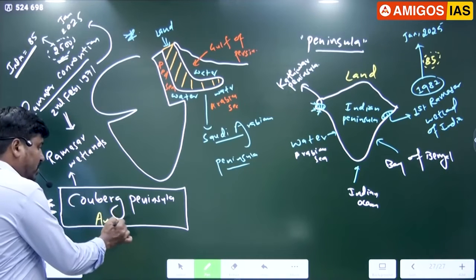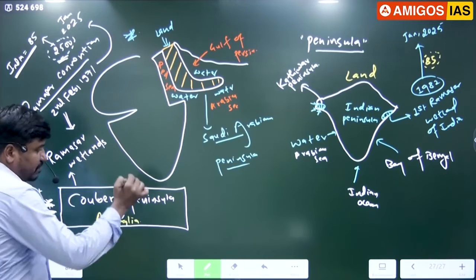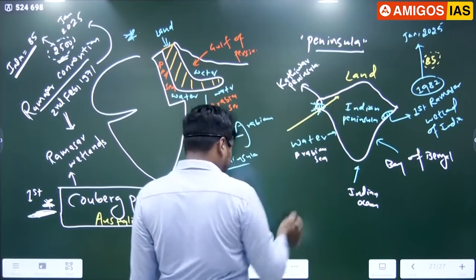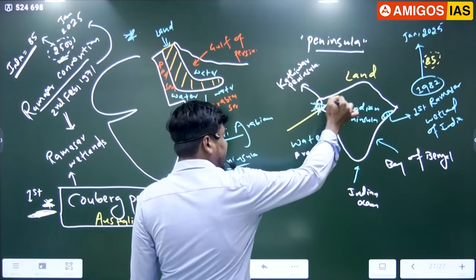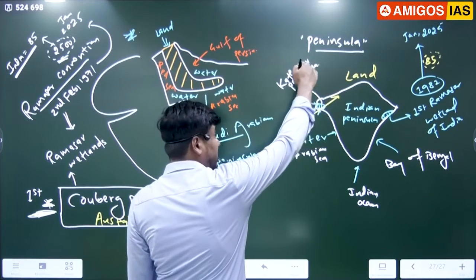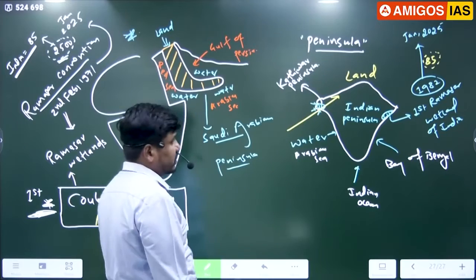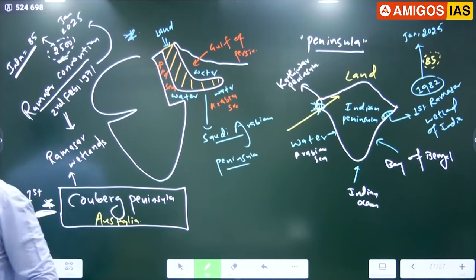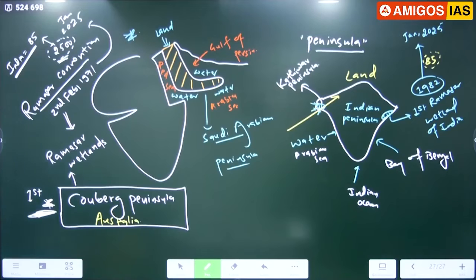So the Kathiawar Peninsula means the branch of the Arabian Sea that travels through this peninsula. This one, we call the Kathiawar branch, right? Okay, there are three branches: Kerala branch, Sahyadri branch, and Kathiawar branch. Next point.